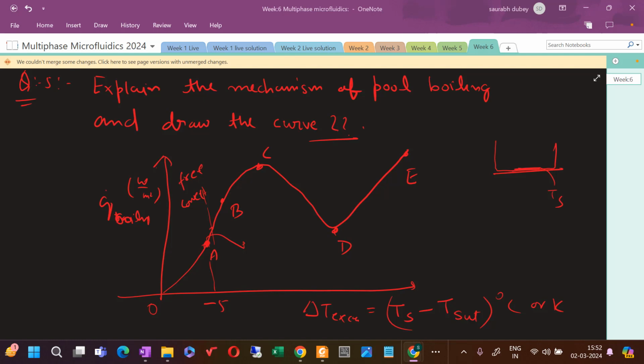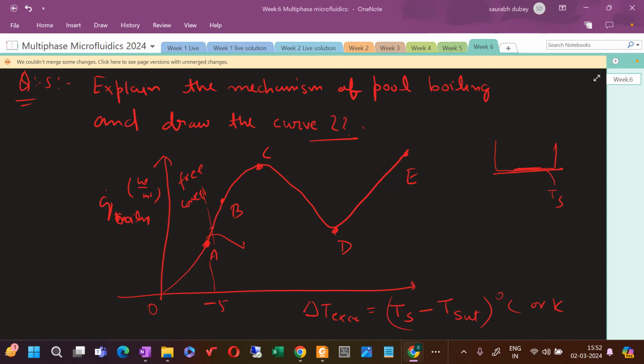And this is the stage of the boiling. A to C we call it. So A to B and B to C, and A to C, which is called nucleate boiling. Okay. So now afterwards, what did you see?